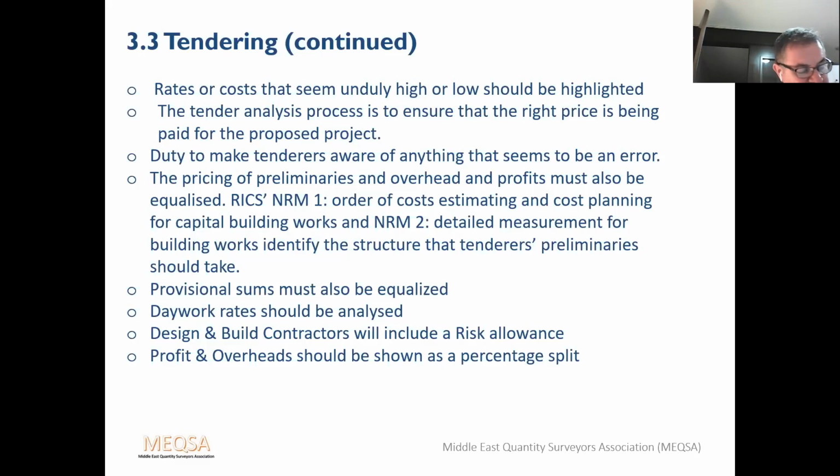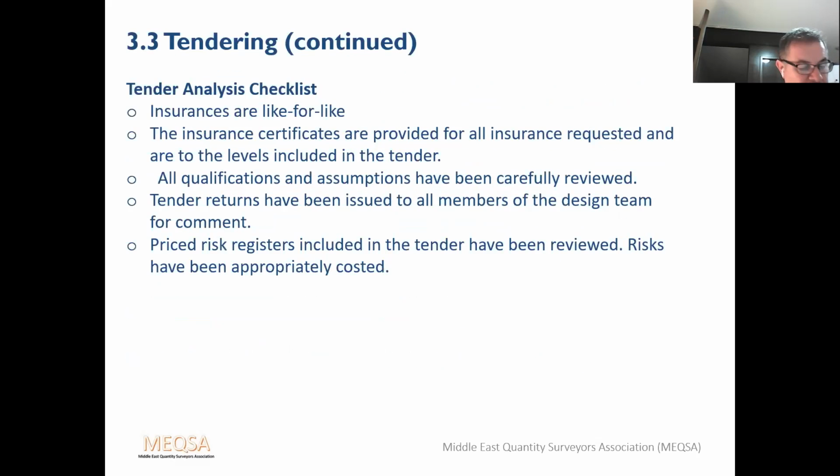For overheads and profit, the contractor should split the percentage rate to show the amount for overheads and the amount for profit. Any unreasonably low overhead and profit percentage can raise a valid query about how the contractor makes a profit on the project.